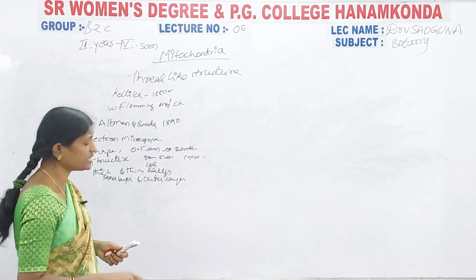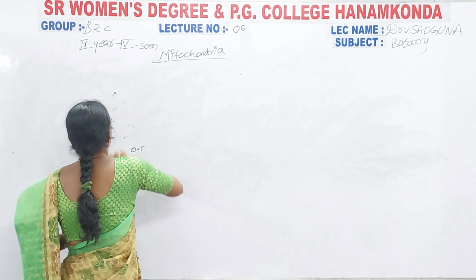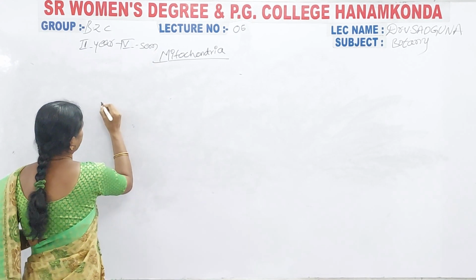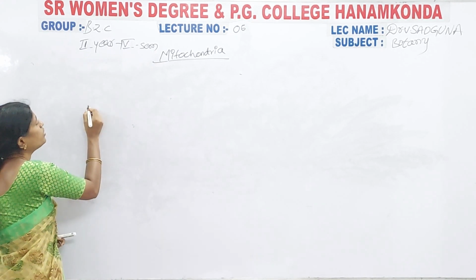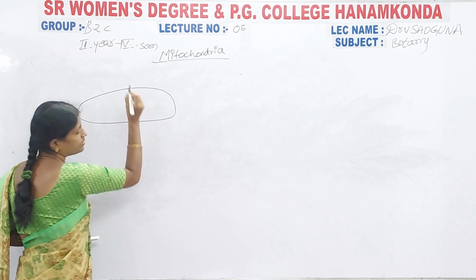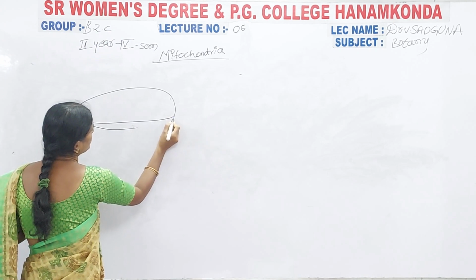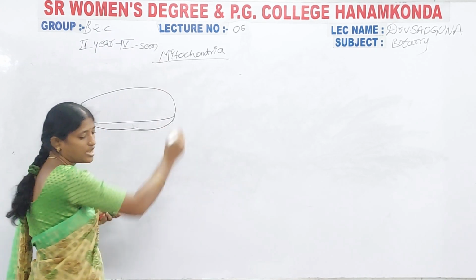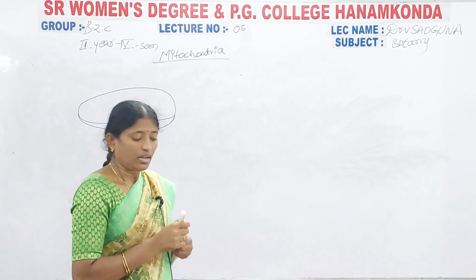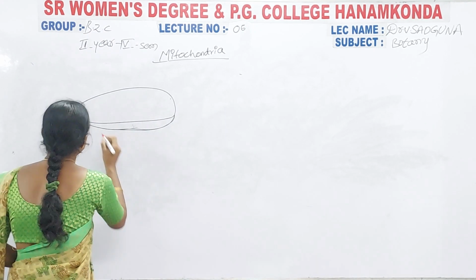The mitochondria has two layers and different parts.